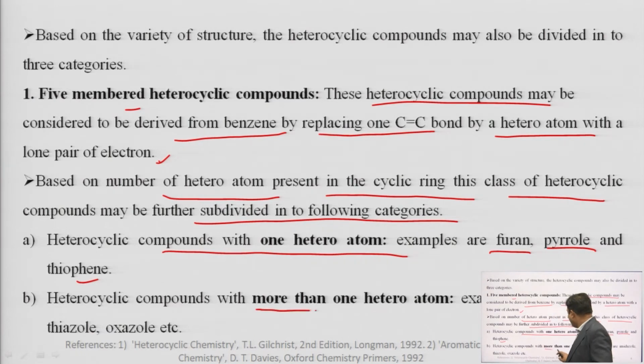Heterocyclic compounds with more than one heteroatom. For example, imidazole, where 2 nitrogens are present in the 5-member ring at the 1,3 positions. For example, thiazole. Thia means sulfur, aza means nitrogen, so sulfur and nitrogen should be there in the ring. Oxazole means oxygen and aza means nitrogen, so oxygen and nitrogen must be there as heteroatoms. So, these all have 2 heteroatoms in the structure.